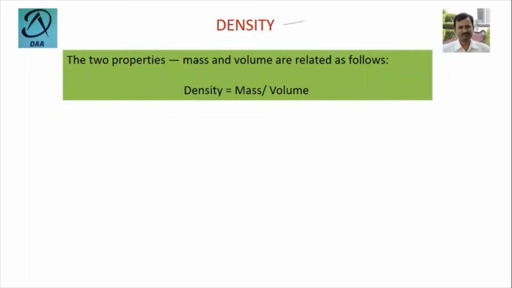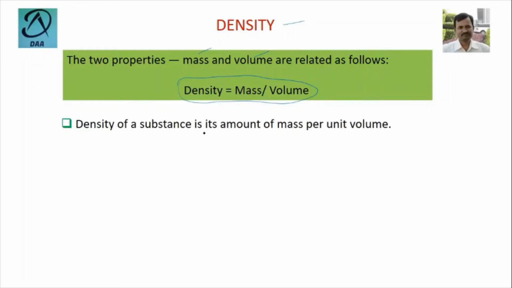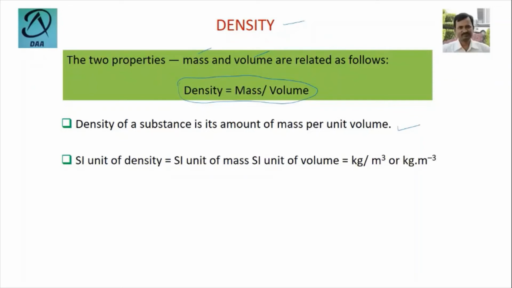Now the term density. Density is derived from two parameters, mass and volume. The relation is density is equal to mass by volume, that means mass divided by volume. So the density of a substance is its amount of mass per unit volume. That is the definition of density. The SI unit of density is the SI unit of mass divided by the SI unit of volume, that means kg per meter cube or kg dot m to the power minus 3.